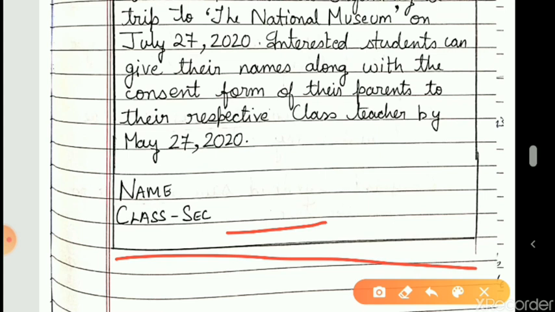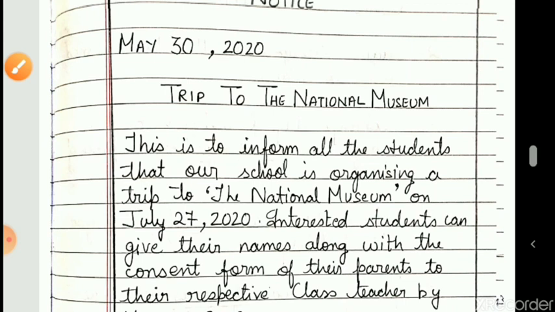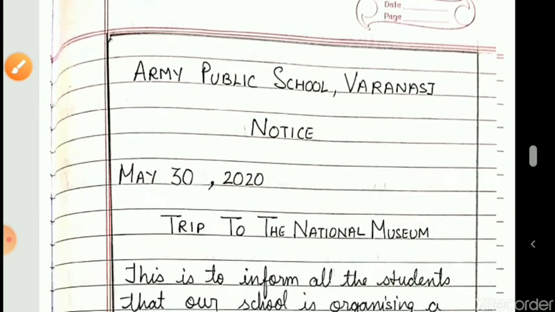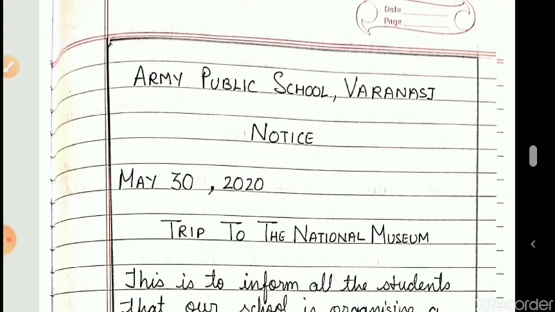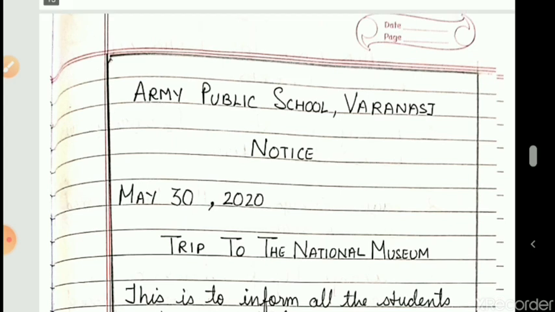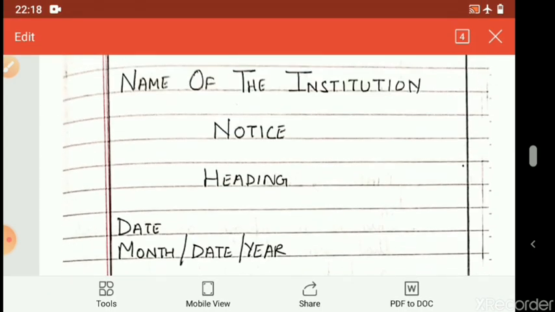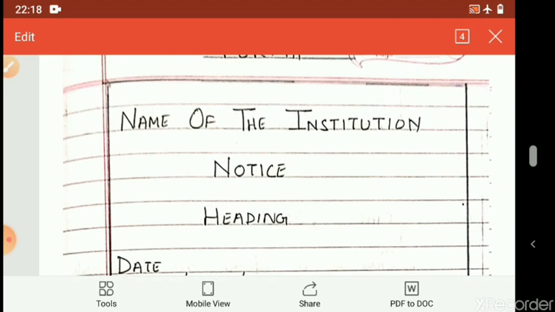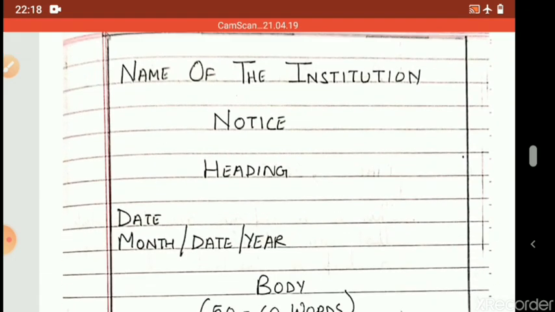So I hope, students, notice writing is clear to you. First, remember that notice is always written in the box. Then you need to leave almost half to one centimeter space on all four sides inside the box, so that it looks neat and clear. Then you need to learn the format of the notice. Once you learn the format, you will easily be able to write the notice.